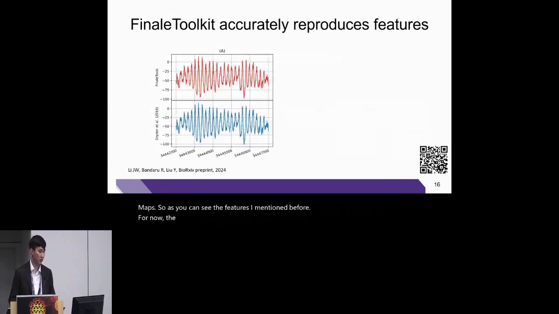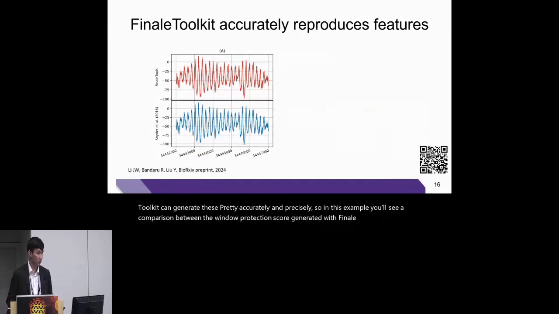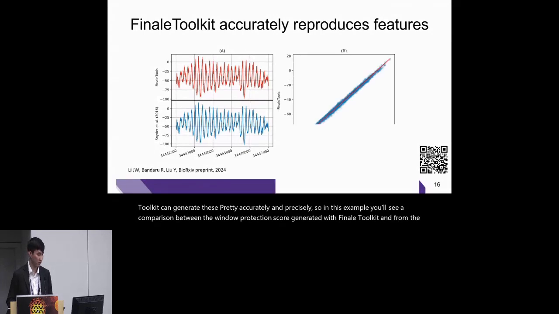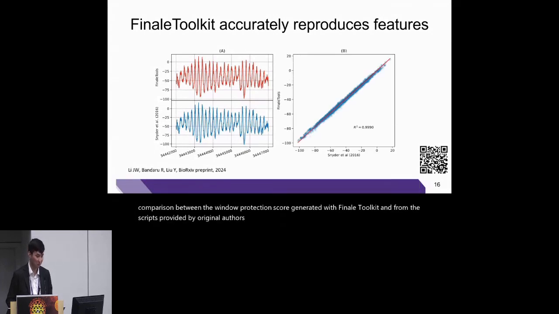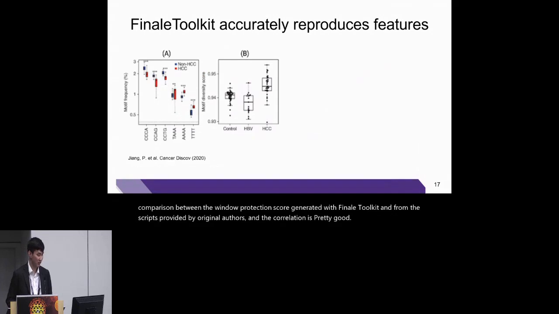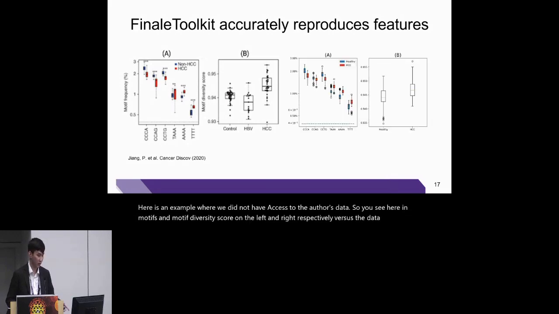FinaleToolkit can generate these pretty accurately and precisely. In this example, you'll see a comparison between the window protection score generated with FinaleToolkit and from the scripts provided by the original authors, and the correlation is pretty good. Here is an example where we did not have access to the authors' data. So you see here end motifs and motif diversity score on the left and right respectively, versus the data we generated trying to replicate the results. And it's also pretty close.